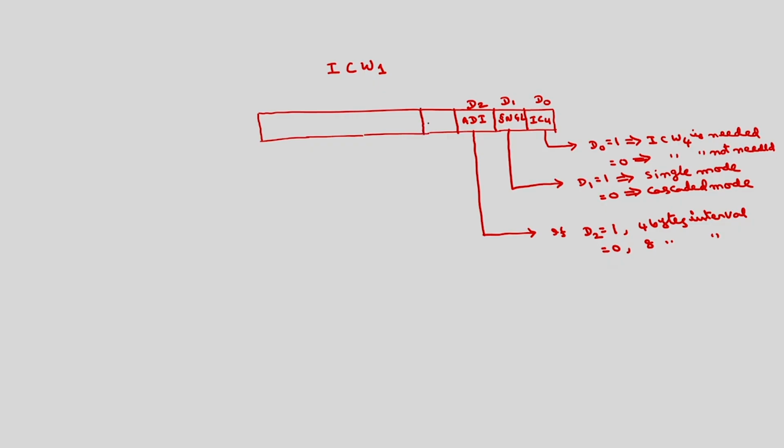The next bit is LTM, level triggered or edge triggered. As I have told, one of the important features of this 8259 is that it will accept both edge triggered as well as level triggered interrupts. So, for this bit D3, if D3 is 1, it implies level triggered, and if D3 is 0, edge triggered.